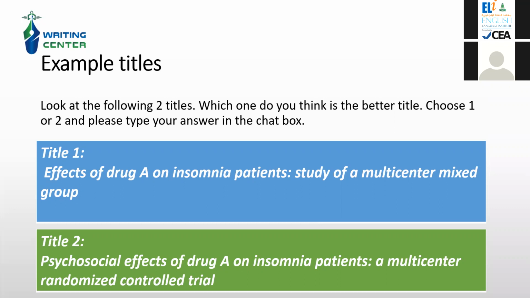Okay. Specific to clarity, you mean, okay. A clear idea of the study tells you the type of effects. Very good, Yanur. Thank you. Yes, it's psychological effects. Let's read them together, ladies. Title one, effects of drug A on insomnia, a patient study of a multi-center mixed group. Title two, psychological effects of drug A on insomnia patients, a multi-center randomized controlled trial.